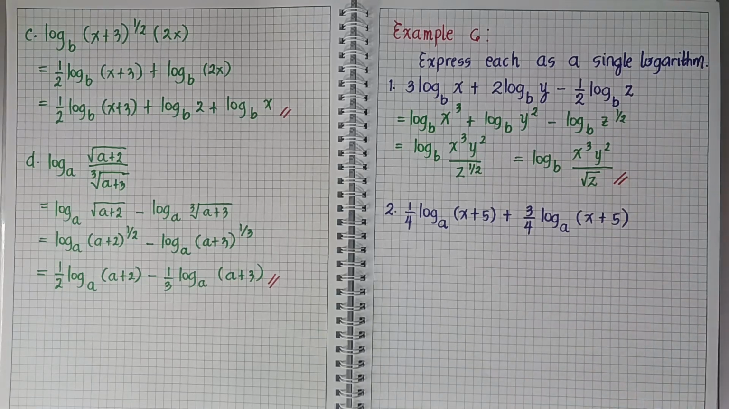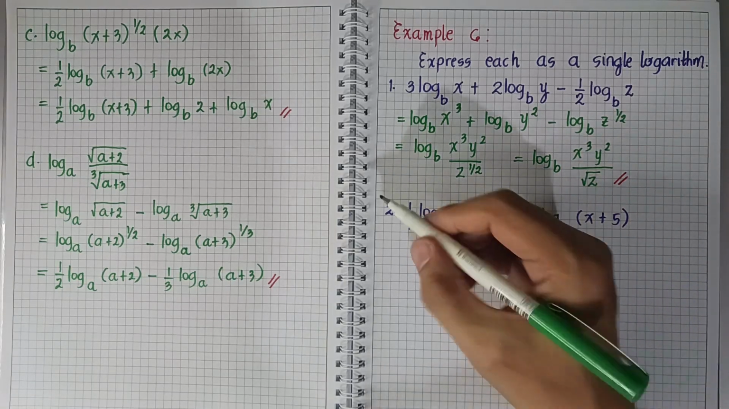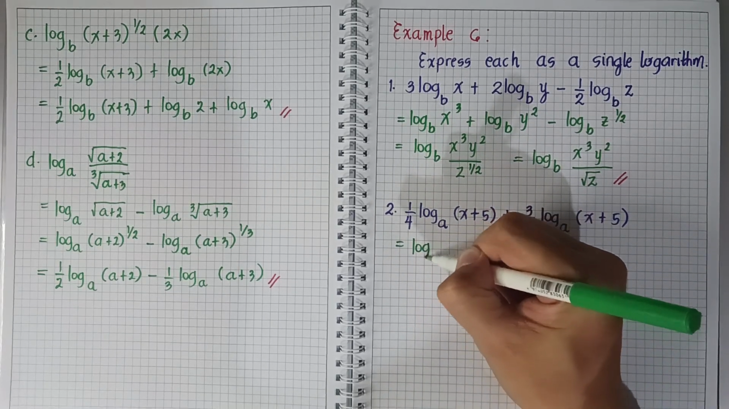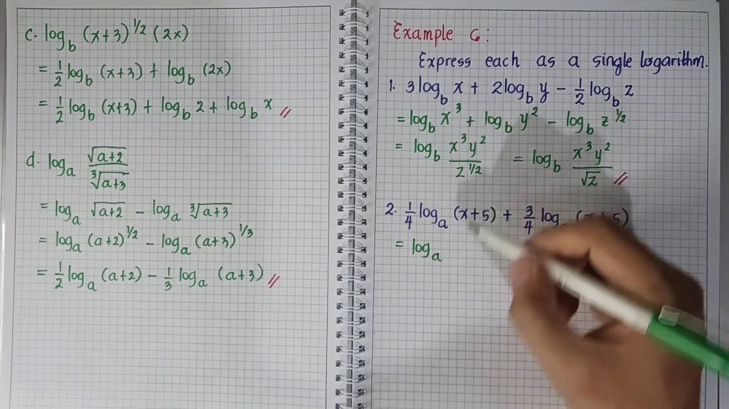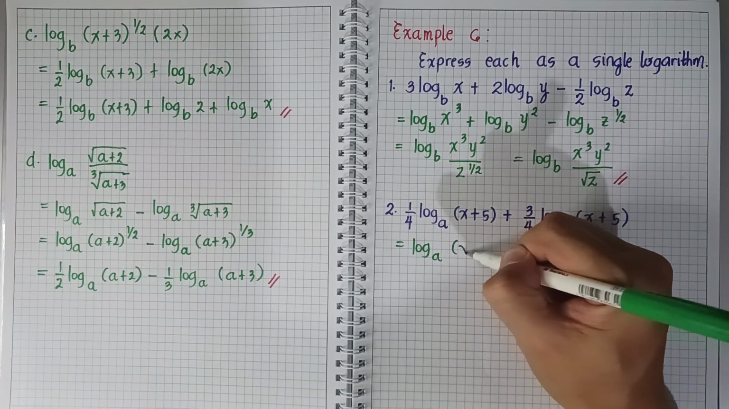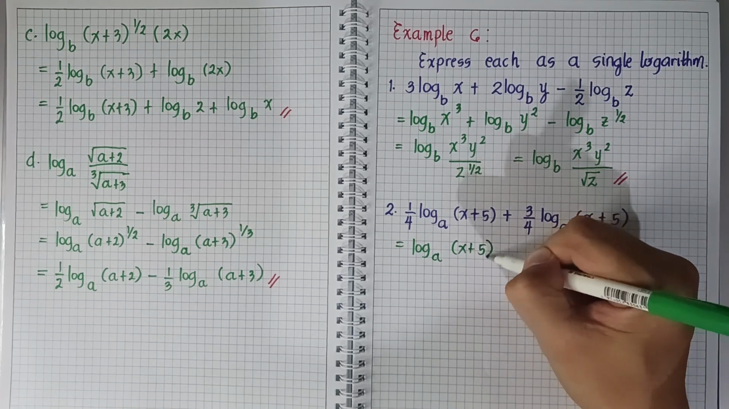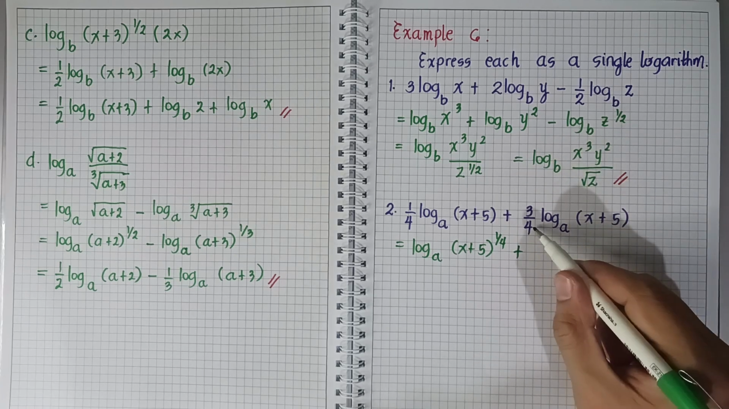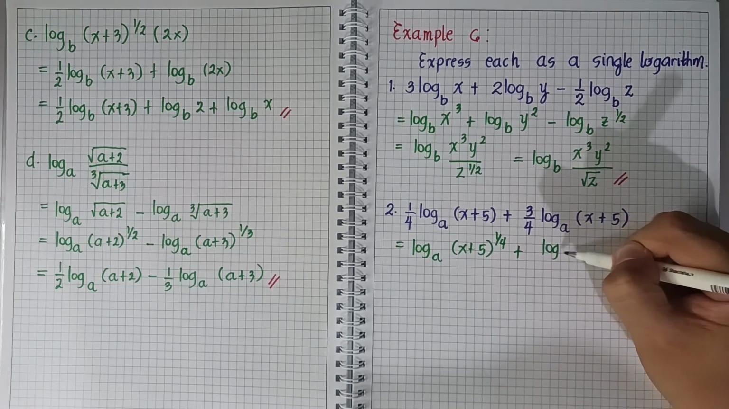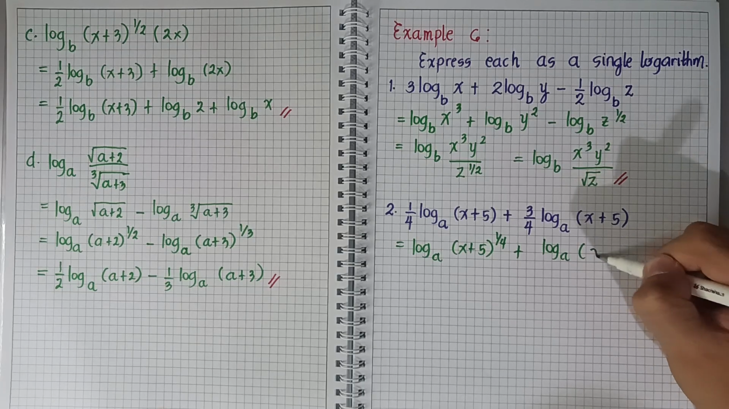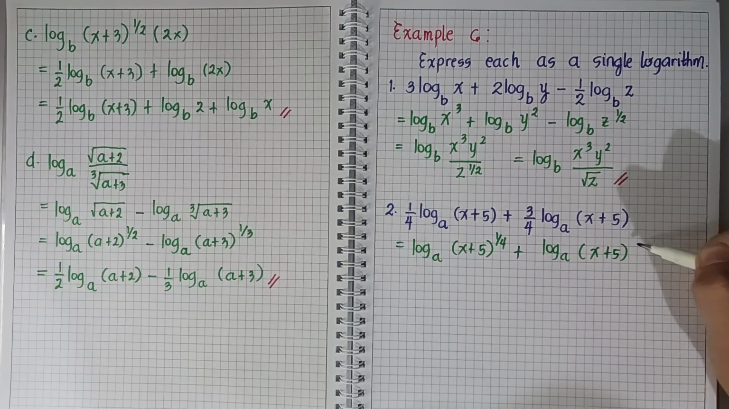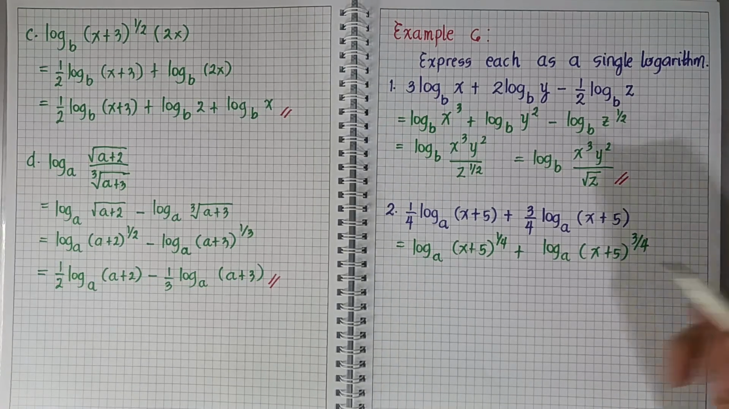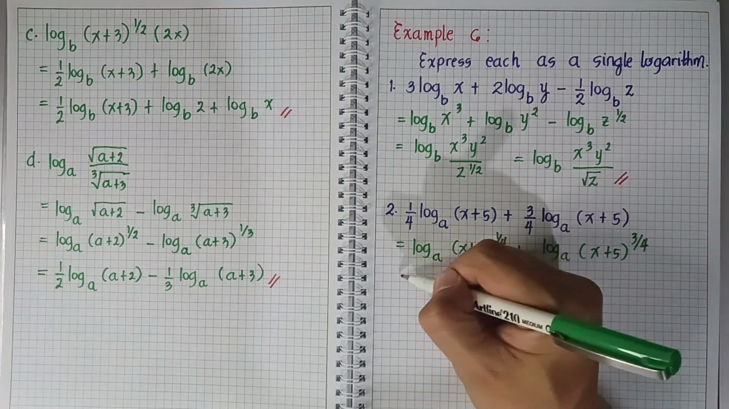Okay, last example. So, we have exponents, it becomes the logarithm of the quantity x plus 5 raised to 1/4 to the base a plus, we have an exponent again. That one. So, just copy that, guys. Raised to 3/4. Okay, are you following me? And then, they are the same, guys.